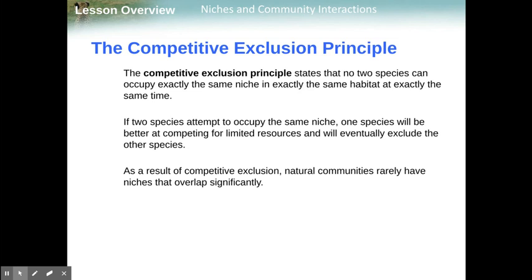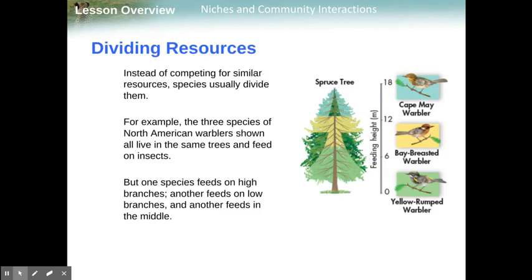Now, what it states is that no two species can occupy exactly the same niche in exactly the same habitat at exactly the same time. If two were to try and occupy that same niche, one species will be better at competing, causing the other to die out. And as a result of competitive exclusion, natural communities rarely have niches that overlap significantly. There is some overlap, but it's not to a point where direct competition will lead to the extinction of one species. Now, this is done primarily by dividing resources.